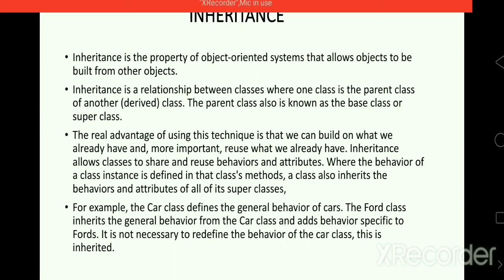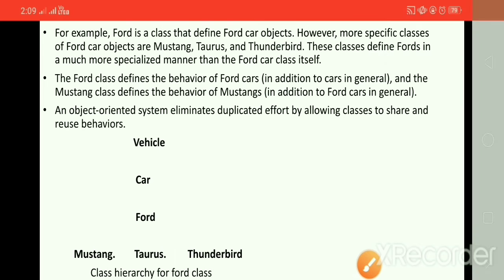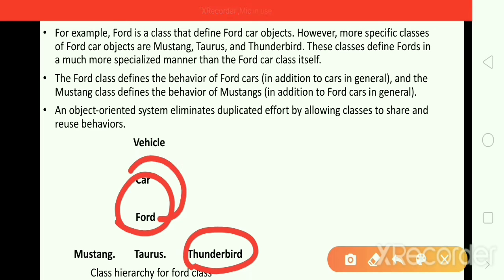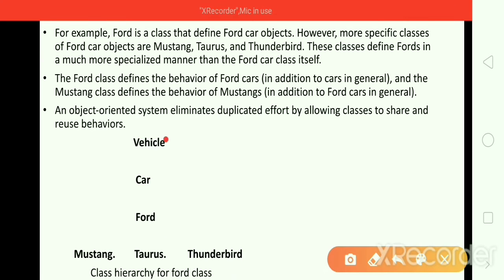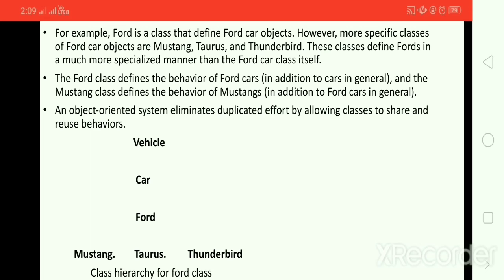Inheritance is a property of object oriented systems that allows objects to be built from other objects. As I already explained, guys, here objects can be built from other objects. Here Thunderbird, we are building this object with the help of this Ford, again this Ford with the help of car, and car with the help of vehicle. So guys, we are inheriting the features from one to other. If we need an extra feature, we just add it, and the remaining features we inherit from the superclass.